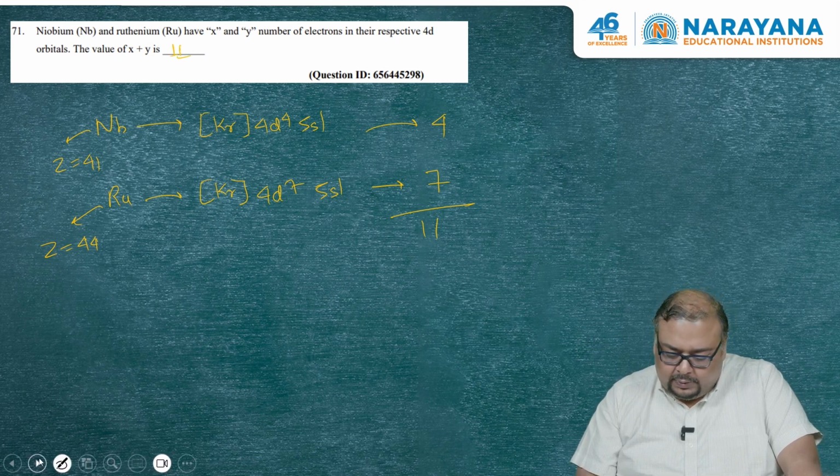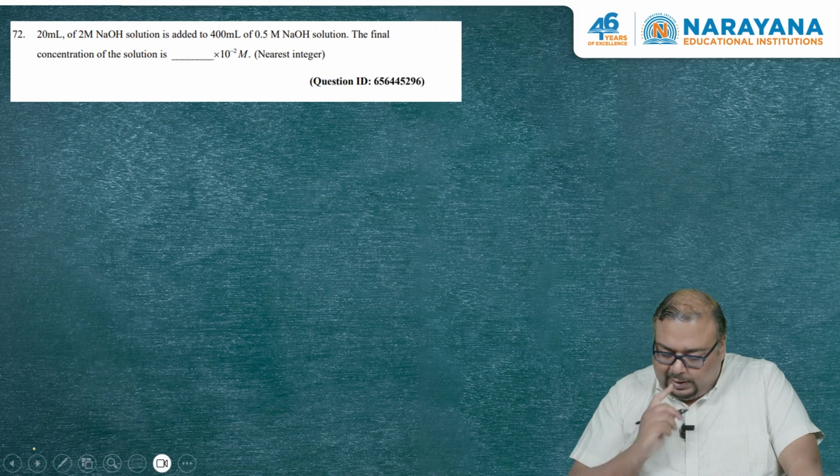Next is question number 72. It is saying that 20 ml of 2 molar NaOH is added to 400 ml of 0.5 molar NaOH. So what will be the final concentration? So what will be the moles of NaOH?